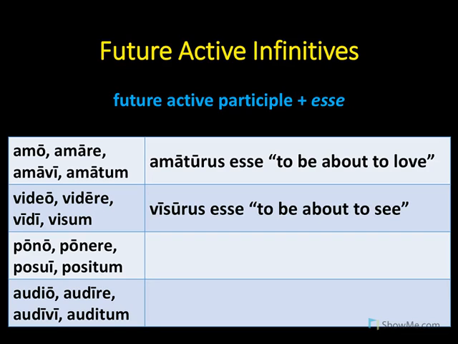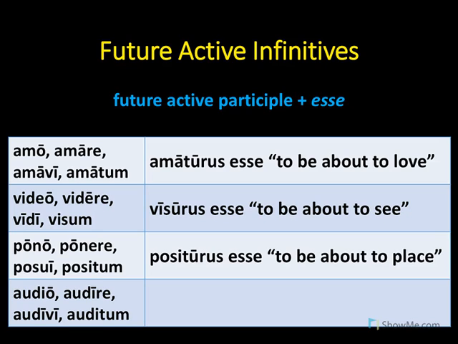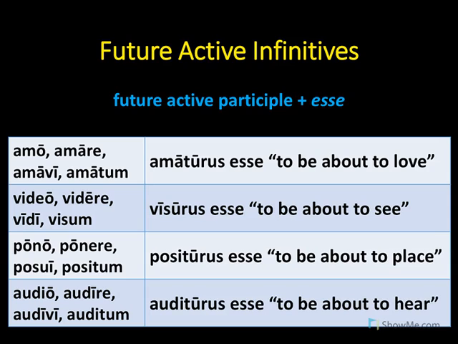From video, videre, vidi, visum, we have visurus esse, to be about to see. And from pono, ponere, posui, positum, we have positurus esse, to be about to place. And from audio, audire, audivi, auditum, we have auditurus esse, to be about to hear.